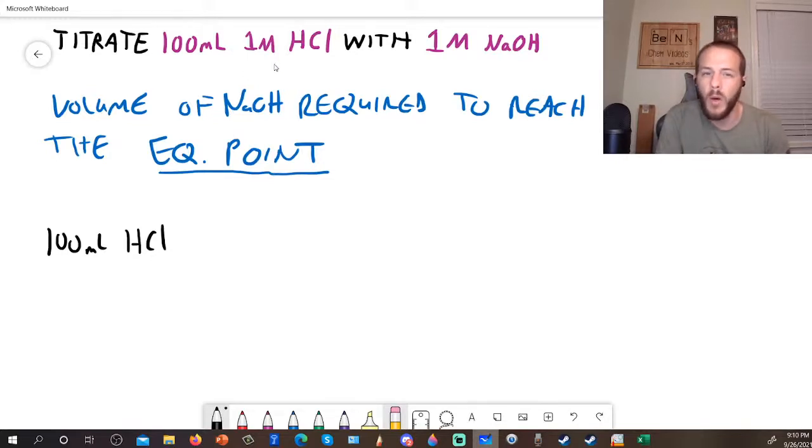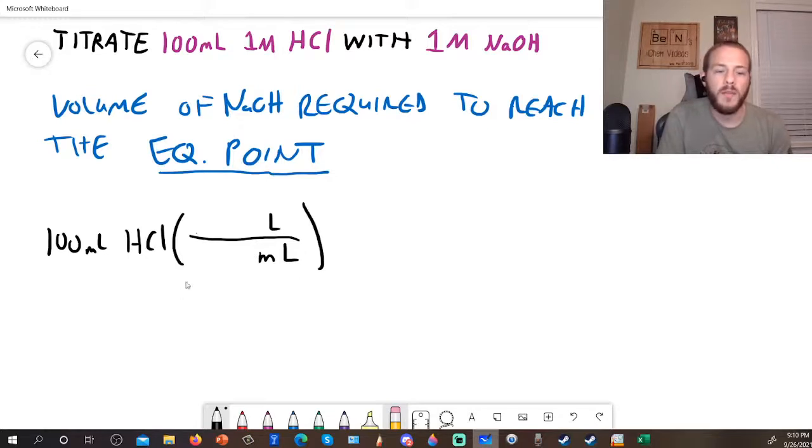Well, we know that 1 molar means 1 mole per liter, right? Molarity is moles of solute per liter of solution. And so this 100 milliliters that we have, we have to convert that into liters in order to be compatible with this molarity over here so that we convert to moles. So if we have 100 milliliters of HCl, I'll set up a quick little conversion factor in which we put milliliters on the bottom, we put liters of HCl on the top. Of course, there are 1,000 milliliters in 1 liter.